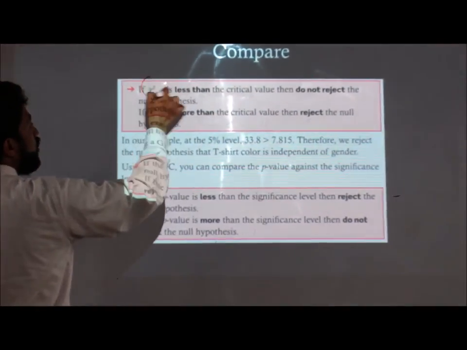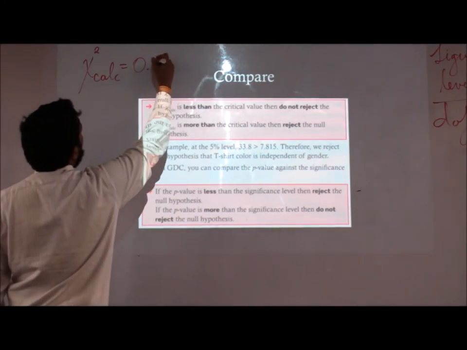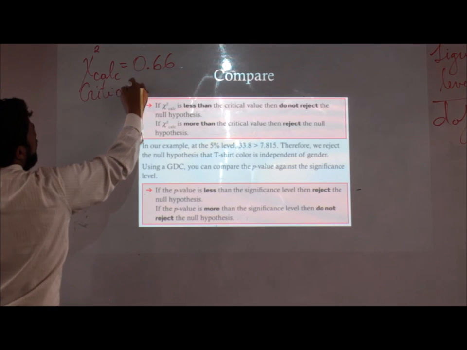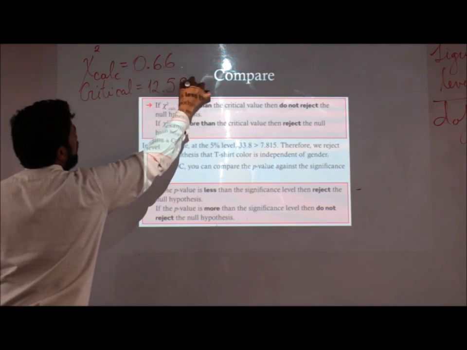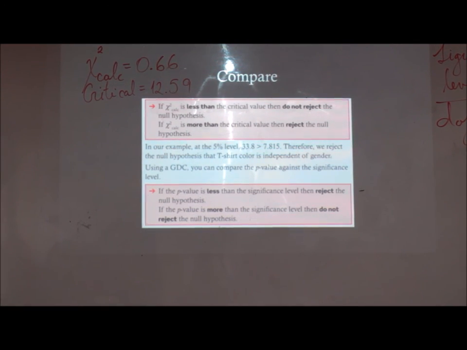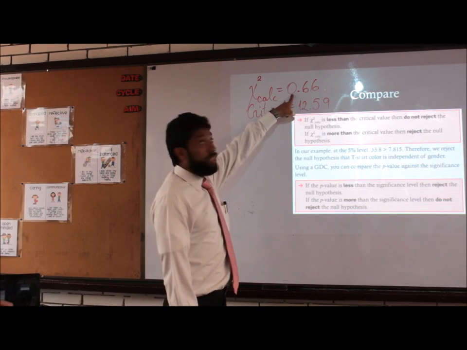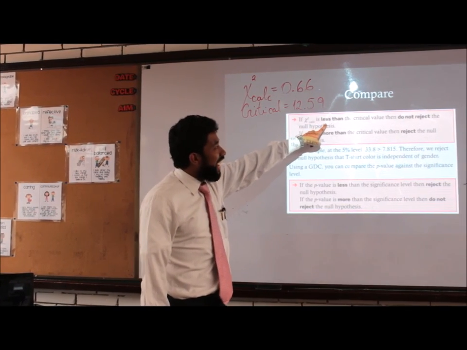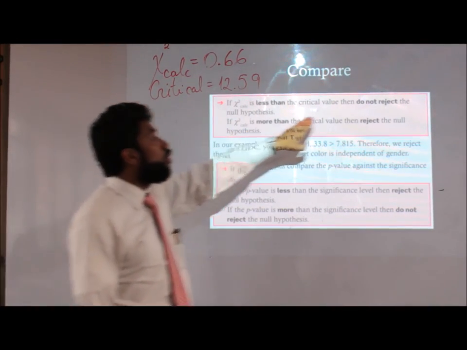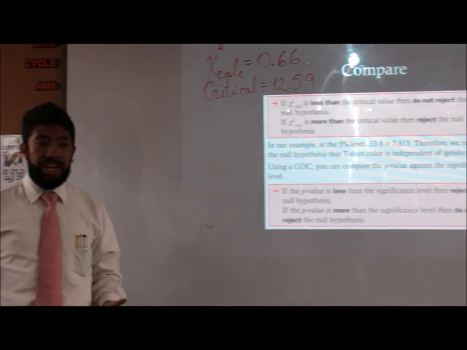So, what was the chi-squared calculated? 0.66. And what is the critical value? 12.59. What do I conclude? That you do not reject the null hypothesis. Thank you so much, Carito. The calculated value is less than the critical value. This value is less than this. So you do not reject the null hypothesis.